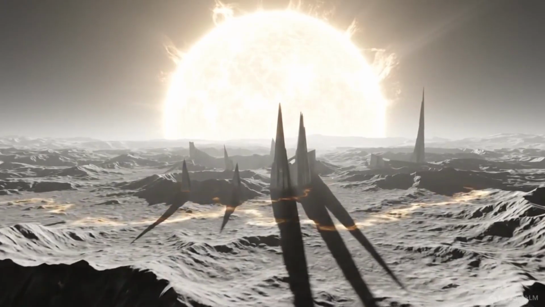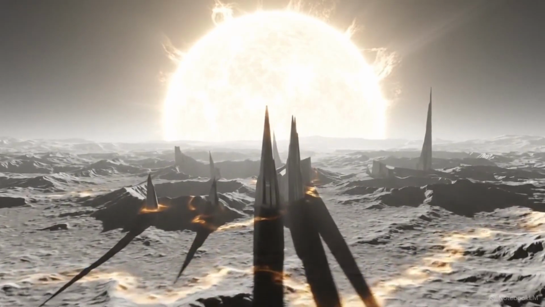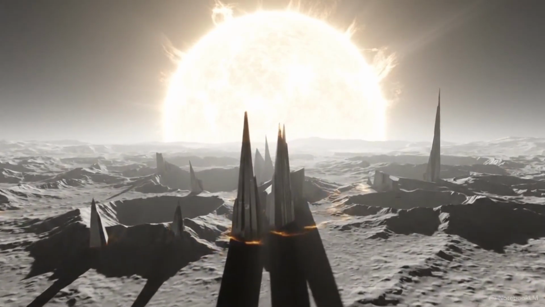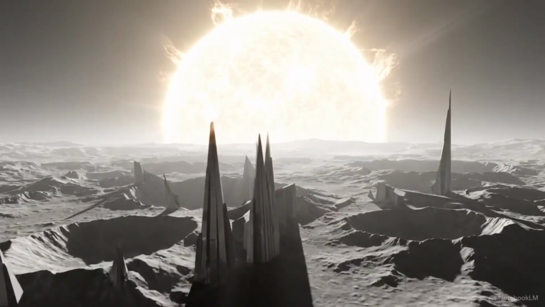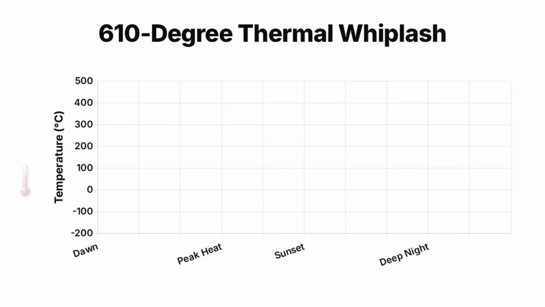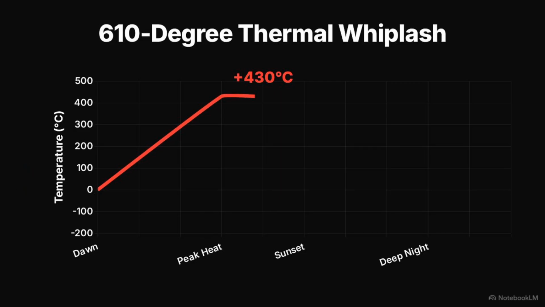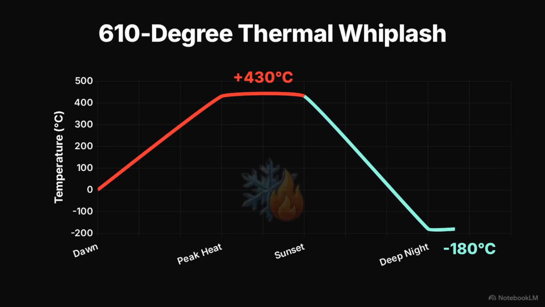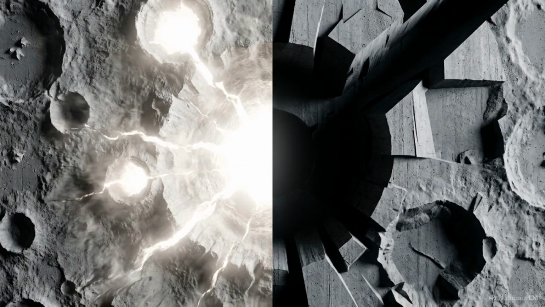During the day, relentless solar radiation bakes the exposed rock, violently distorting the horizon with intense, shimmering heat. This diagram illustrates the extreme daytime surge, spiking to a blistering 430 degrees Celsius. But with no atmospheric blanket to trap thermal energy, that heat radiates into the void when the sun sets. The surface temperature plunges to an agonizing negative 180 degrees Celsius. That is a 600-degree swing in a single day.